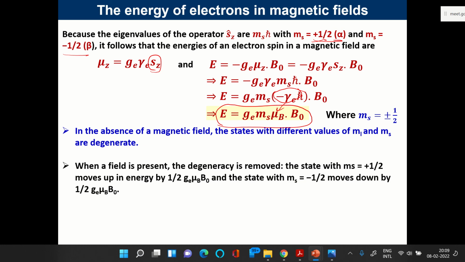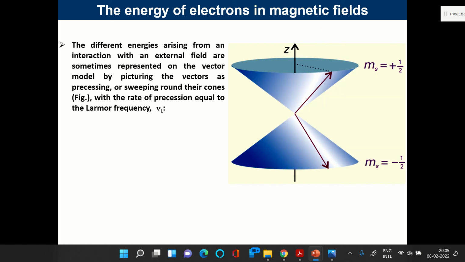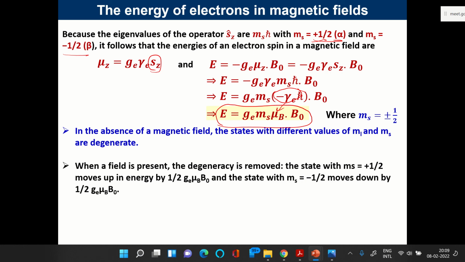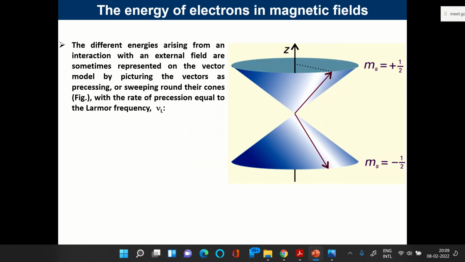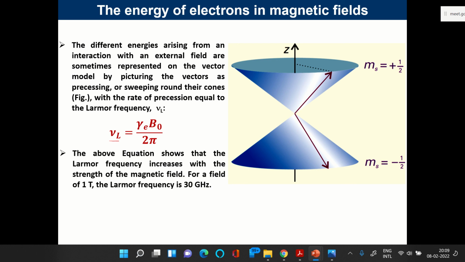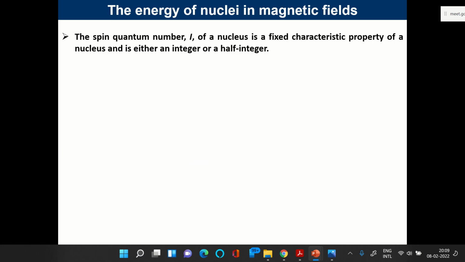But as soon as you apply a magnetic field, you will see that a difference arises. We're sweeping the cone, so with this Larmor frequency, the sweeping of the cone depends on a frequency that is given by this; B naught is a factor, so the higher the magnetic field, the greater the Larmor frequency. Typically for a field of 1 Tesla, you will find 30 gigahertz for electrons.